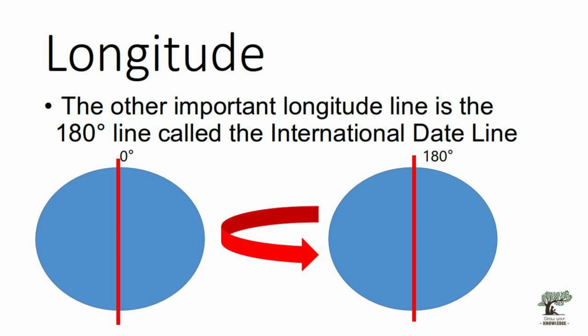The other important longitude line that we must remember is all the way on the other side of the world from our 0 degree line. That is our 180 degree line. This line is called the International Date Line. It is where one day changes into another when we are measuring times, but we will come back to that in another video. Just remember, your 180 degree line for longitude is your international date line, and it is on the opposite side of the world from your 0 degree Greenwich meridian.